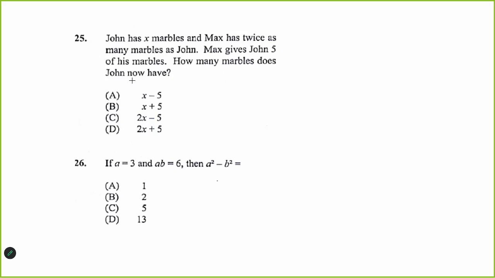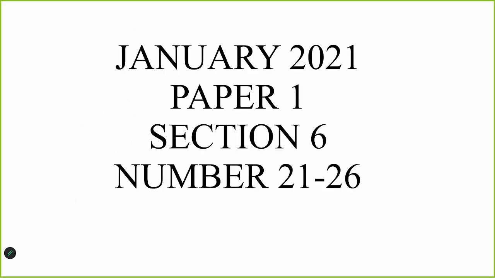This one, how many marbles does John have now? John has x marbles. Max has twice as many. Max gives John 5. So that is 5 plus his x, which would be B. This one here, A is equal to 3. AB is equal to 6. So this is 3 by B is equal to 6. So B is equal to 6 divided by 3, which is 2. So this would be 3 squared minus 2 squared. 3 3s are 9. 9 minus 4, which is 5. C is the answer. That's the end of May, June 2021. Let's look at January 2021.